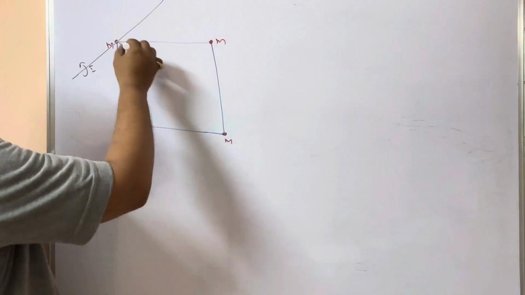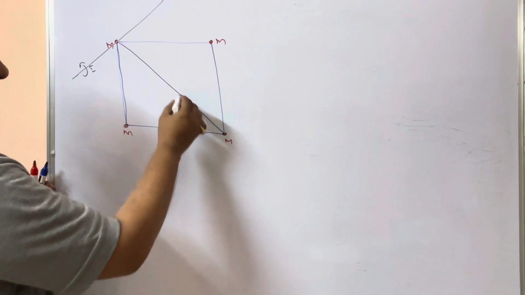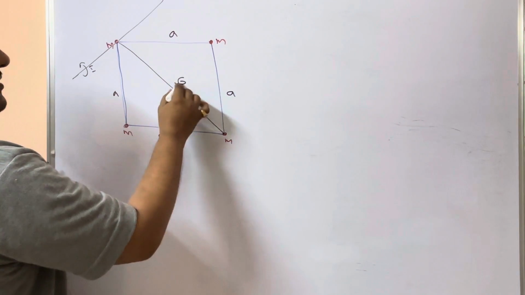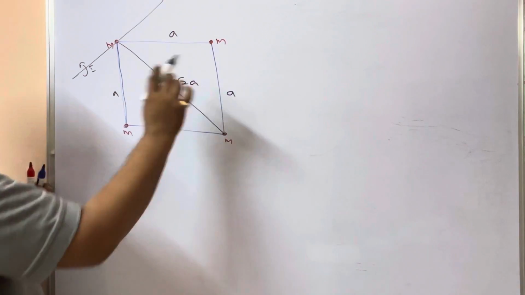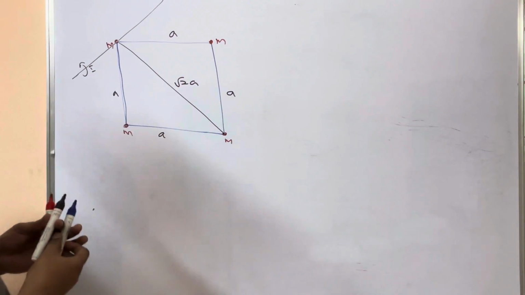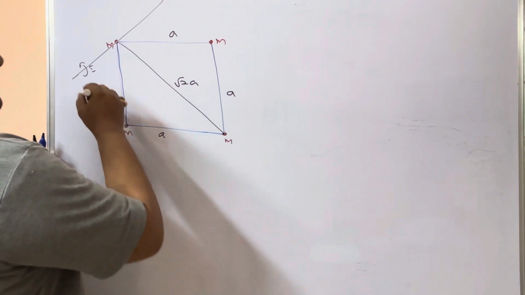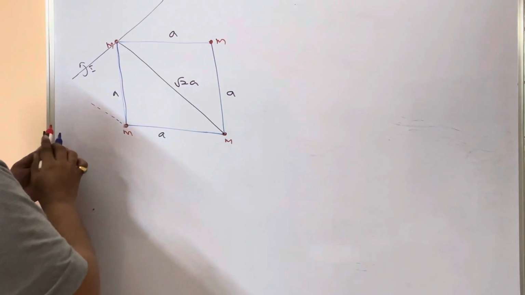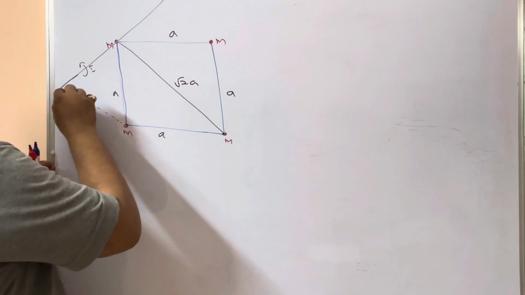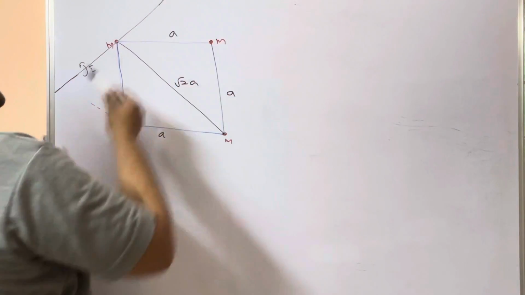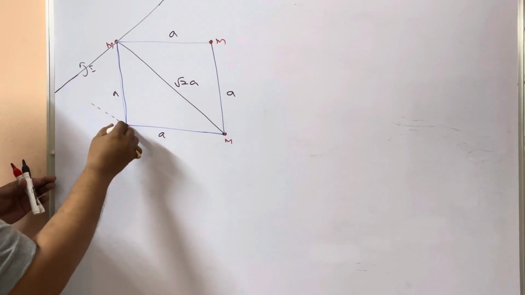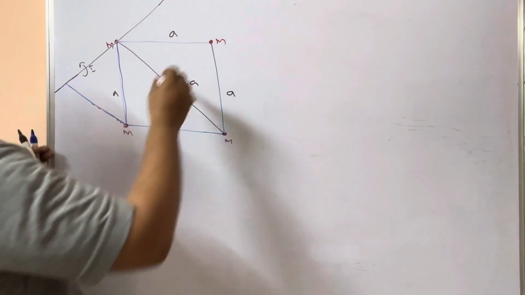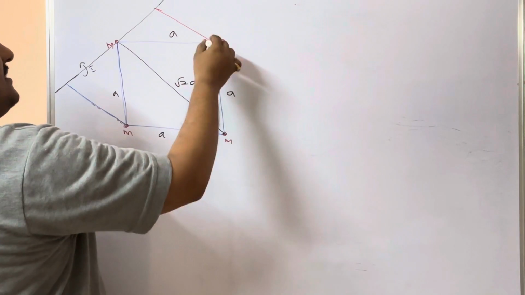So you have to take this distance. This distance we came to know, if it is a, root 2a. If it is L, root 2L. Now we want this distance. So this is going to be the perpendicular distance. Correct? Whenever you are extending like this, this is the perpendicular distance. This is also a perpendicular distance.